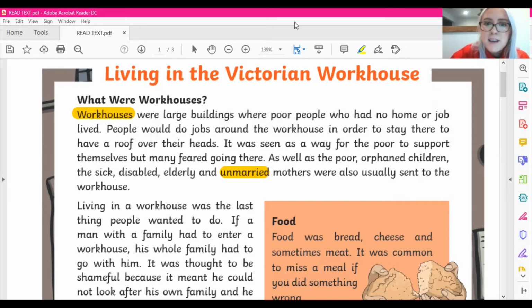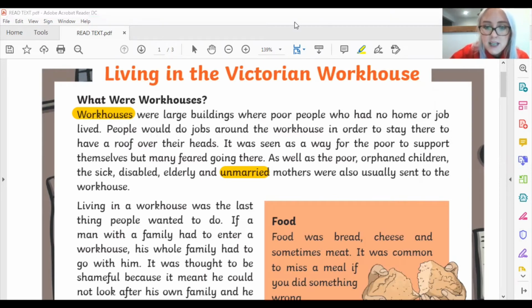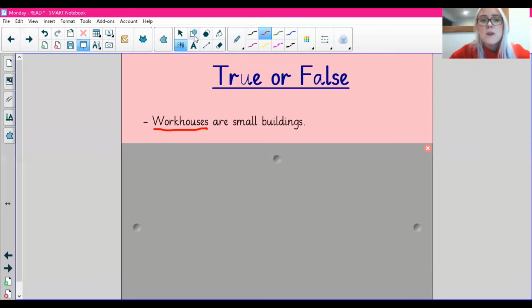So if we go back to our statement, would this make it true or false? It would make it false because in the text it says workhouses were large buildings, not small buildings. So this would be false. Good. Next statement.